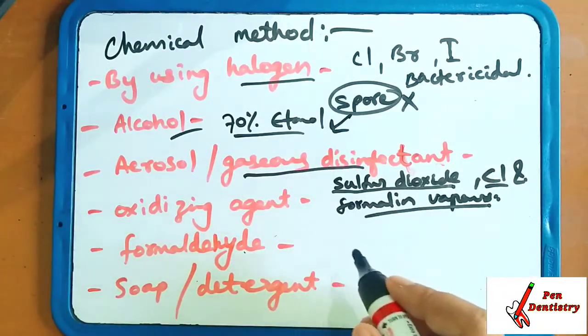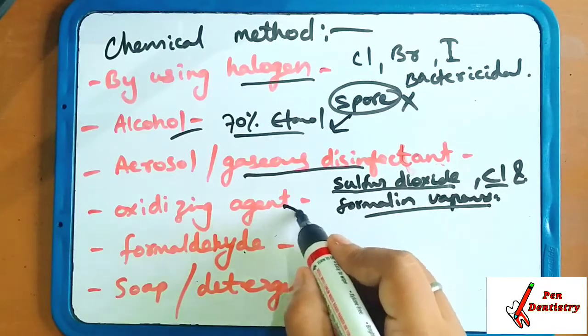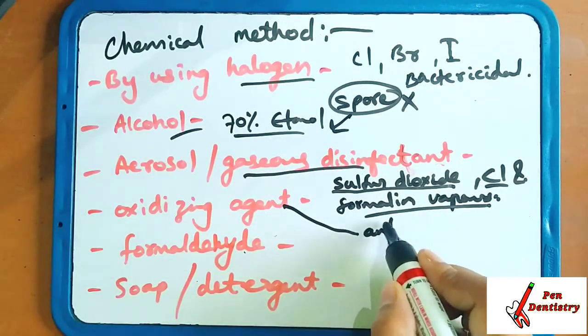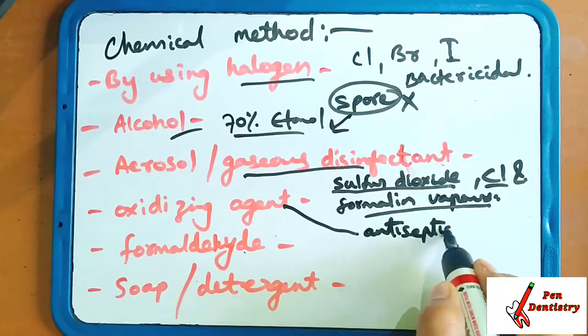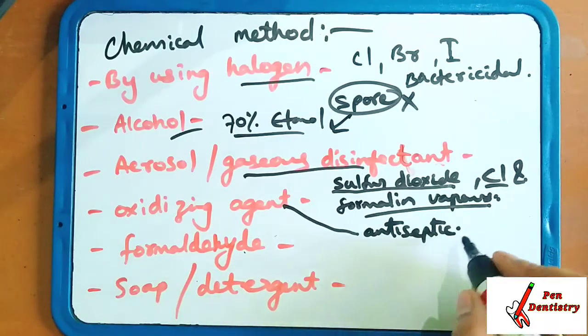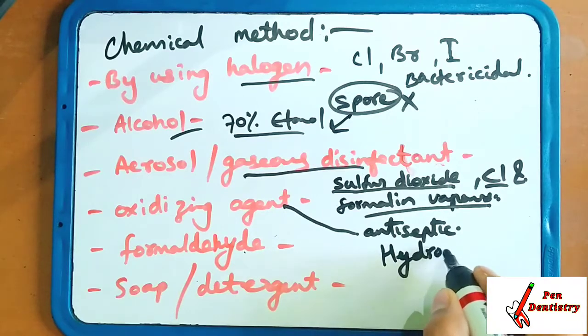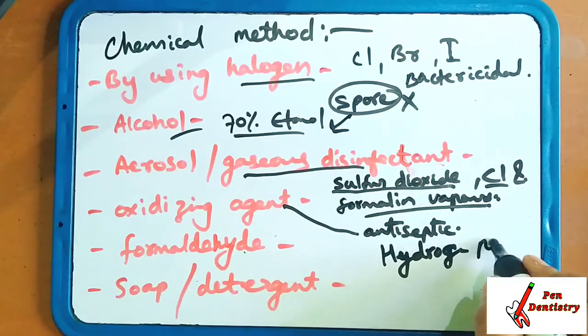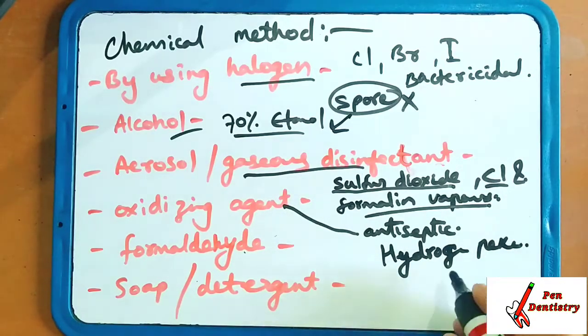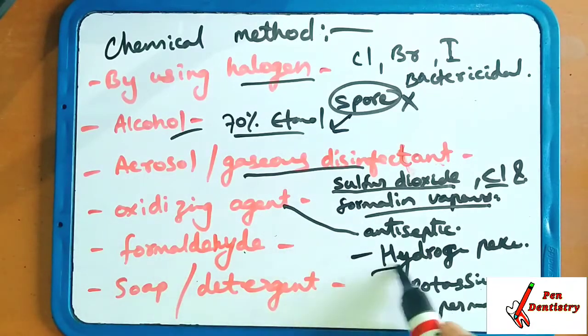What is an oxidizing agent? It is a weak antiseptic. What is it? Hydrogen peroxide is used, and potassium permanganate is used. In oxidizing agents, hydrogen peroxide and potassium permanganate are used.